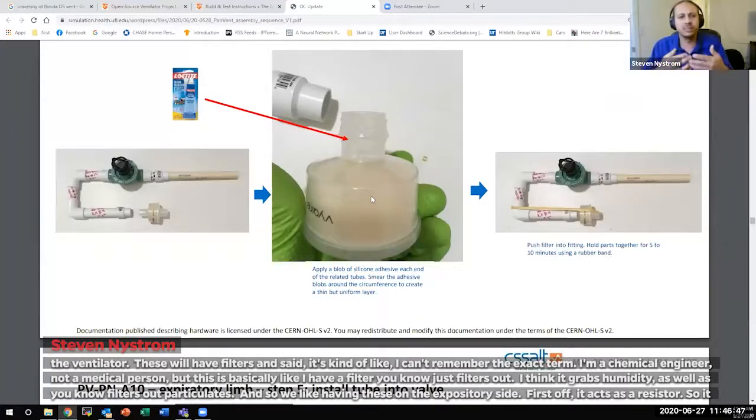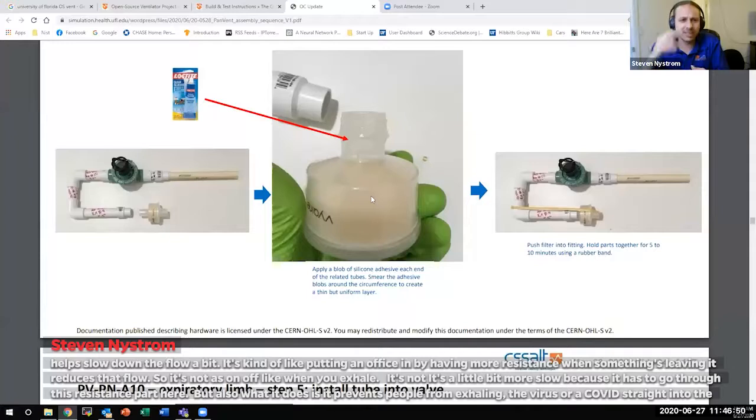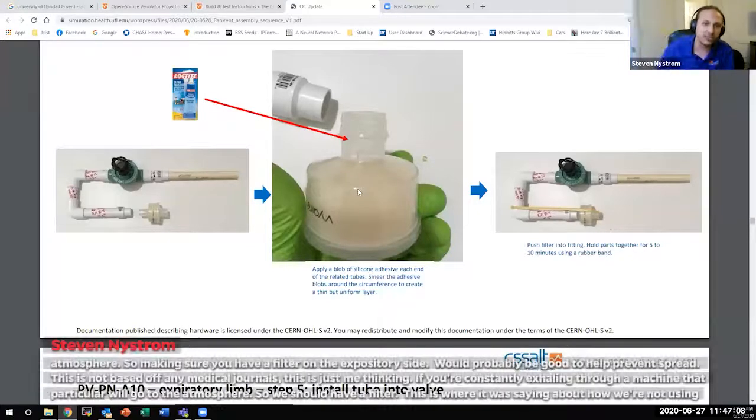First off, this acts as a resistor, so it helps slow down the flow a bit. It's kind of like putting an orifice in. By having more resistance when something's leaving, it reduces that flow, so it's not as on-off. When you exhale, it's a little bit slower because it has to go through this resistive part here. But it also prevents people from exhaling the virus, or COVID, straight into the atmosphere. So making sure you have a filter on the expiratory side would probably be good to help prevent spread.